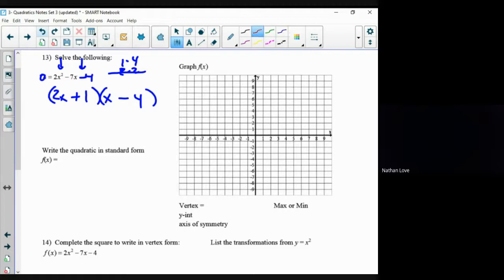I got my signs right. And so if I multiply this together, I get -8 here, and I get a positive x here, which gives me the -7. So this is it.